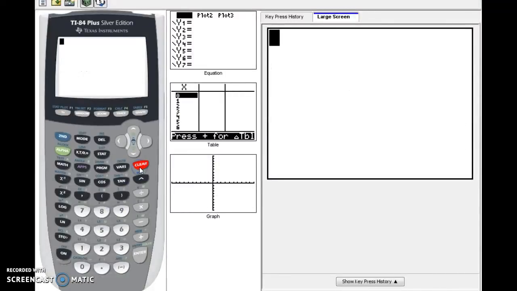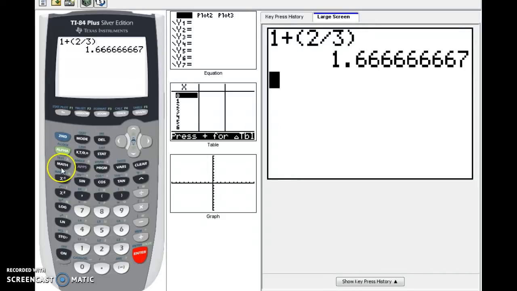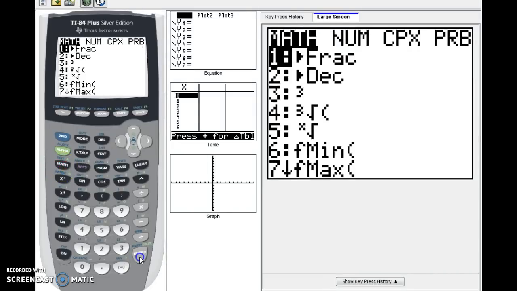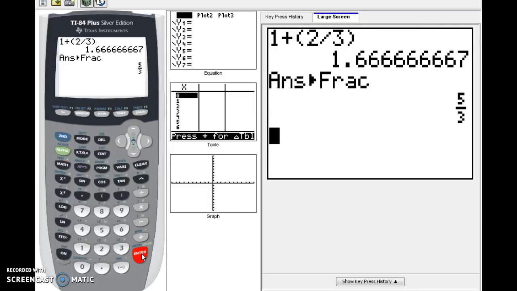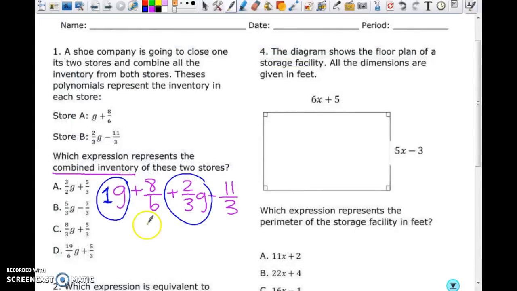In our calculator. Okay, so we do 1 plus, how do I put 2/3 in the calculator? I put it in parentheses. Why? Because it is a fraction. So we hit enter. I get a decimal. Let's turn it back into a fraction. Math, enter, enter, is going to give me 5 over 3 G.